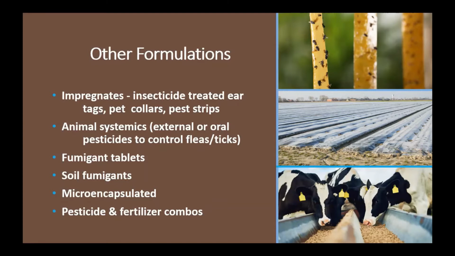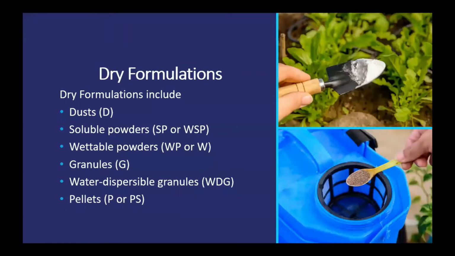Pesticide and fertilizer combos. This is a very commonly found formulation. One example you've probably seen is a weed and seed product in gardening stores. The names of some of the dry product formulations that might be available to you are dusts, D, soluble powders, SP or WSP, wettable powders, WP or W, granules, G, water dispersible granules, WDG, or pellets, P or PS.